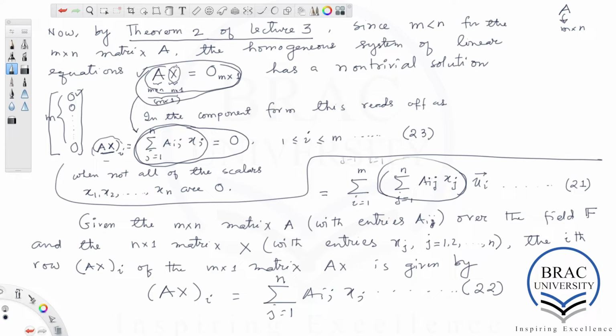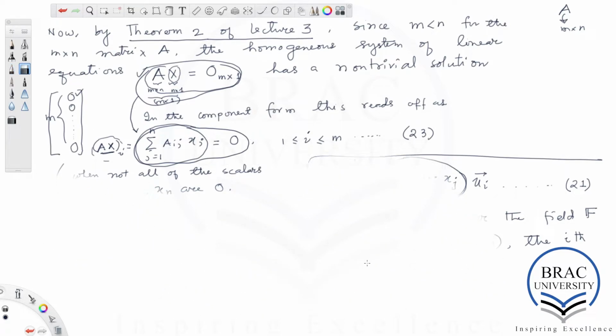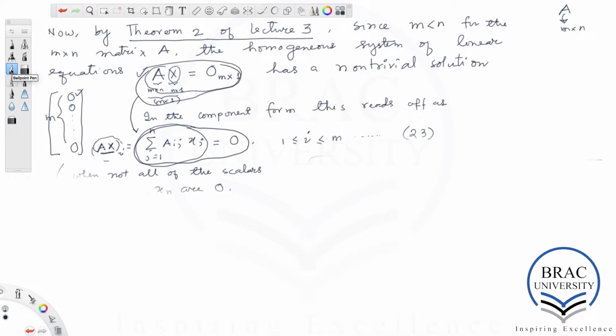So therefore, from equation number 21, let me write equation number 21, but before that I need some space. Let me erase it. So what was equation number 21? It was x1 v1 plus all the way up to xn vn, and we found that this expression is equal to the sum over i from 1 to m, inside which I have the sum over j running from 1 to n of aij xj times ui. This was equation number 21, and this is equation number 23.